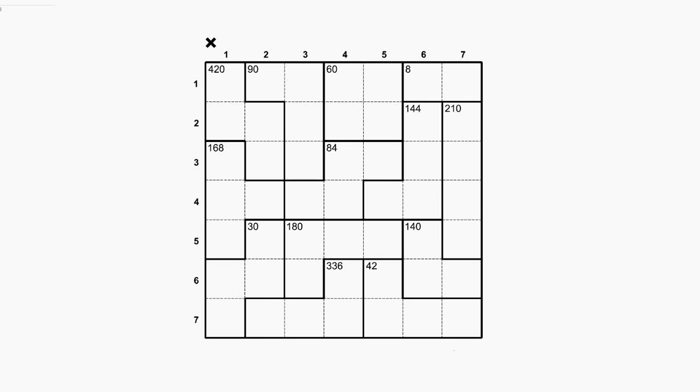Hello everyone, this is a Kenken puzzle number 3 from Conceptis Puzzle. In this puzzle there is only one operation and this is a multiplication marked right here. Okay, let's try to solve this puzzle.